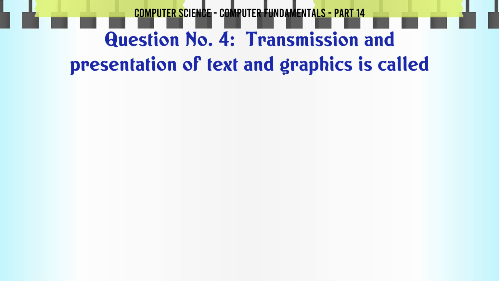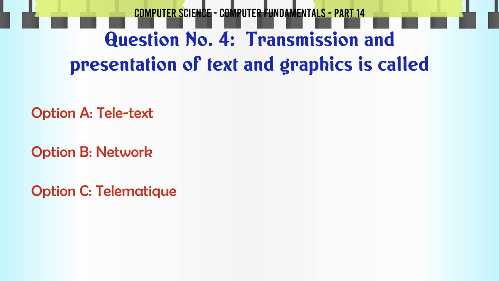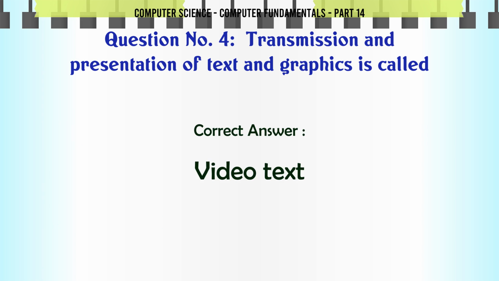Transmission and presentation of text and graphics is called A. teletext, B. network, C. telematic, D. video text. The correct answer is video text.